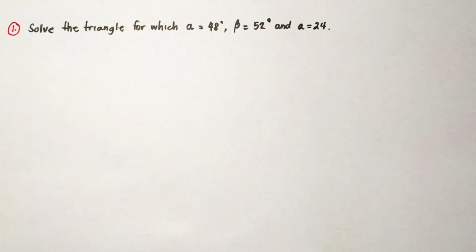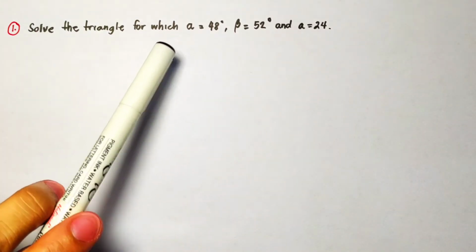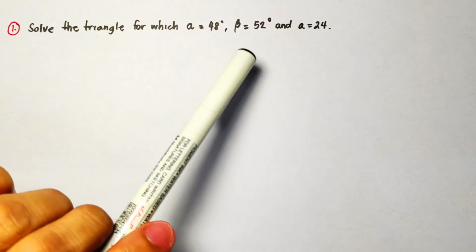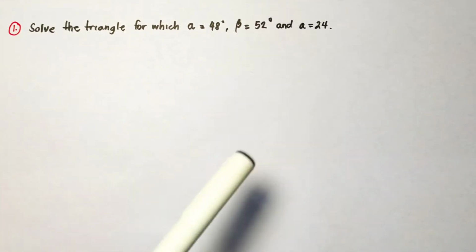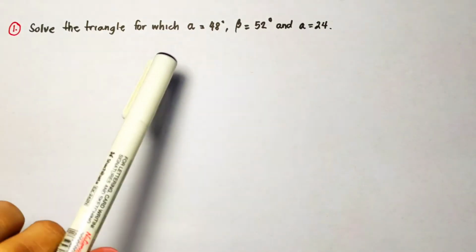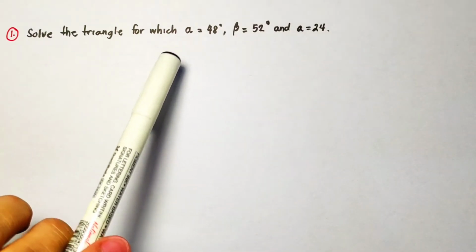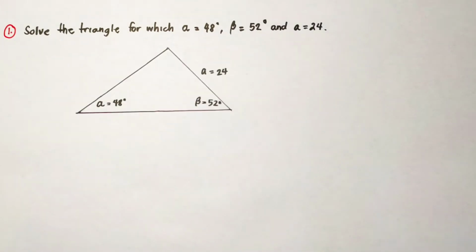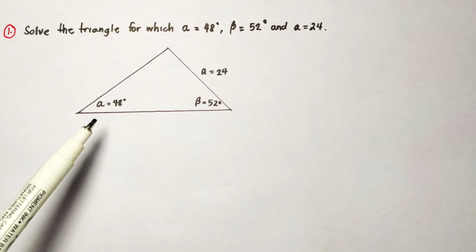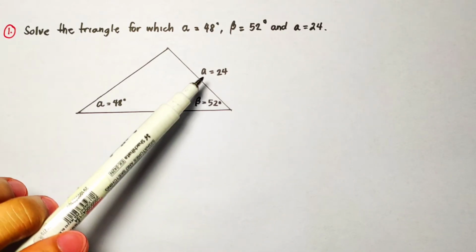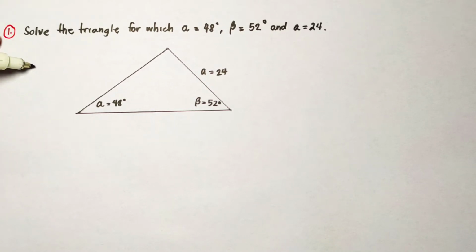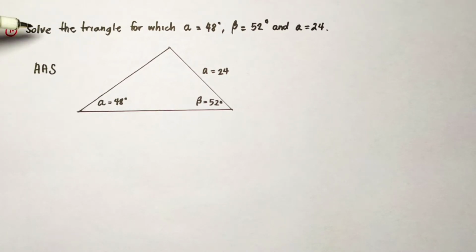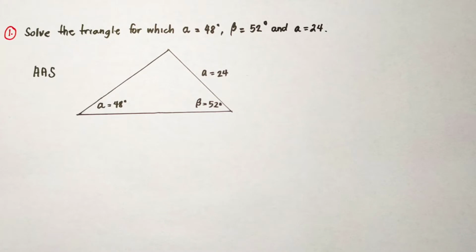Example number 1. Solve the triangle for which angle alpha equals 48 degrees, angle beta equals 52 degrees, and side A equals 24 units. So let us first illustrate or draw the triangle given these parts. Okay, so here it is. So there are two angles and a side given. So this kind of triangle illustrates the AAS, or angle-angle-side. So we can apply the law of sines here.